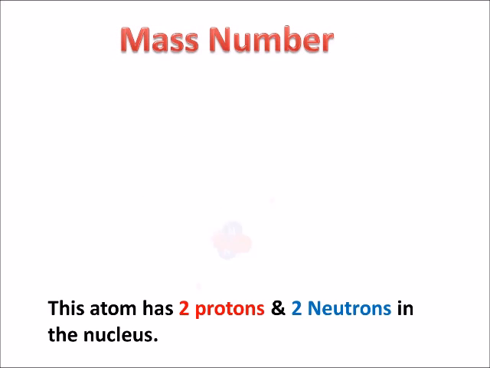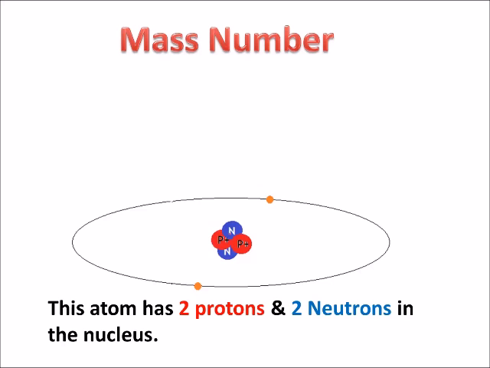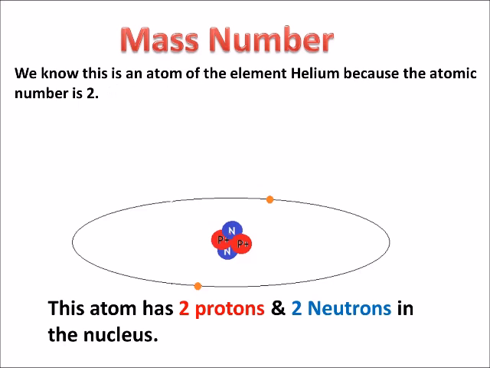Mass number. This atom has 2 protons and 2 neutrons in the nucleus. We know this is an atom of the element helium because the atomic number is 2. All helium atoms have 2 protons in their nucleus. And you'll also notice that this atom has 2 electrons. That cancels the electric charge. The overall electric charge of this atom is 0. It's neutral. 2 negative charges for the electrons, 2 positive charges for the protons. And by the way, the mass of the nucleus here is 4 mass units.